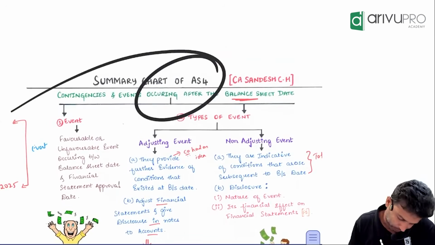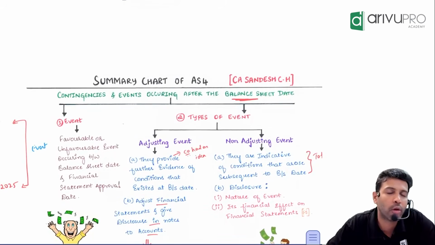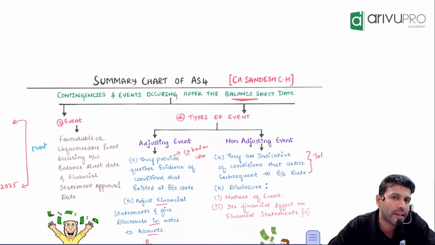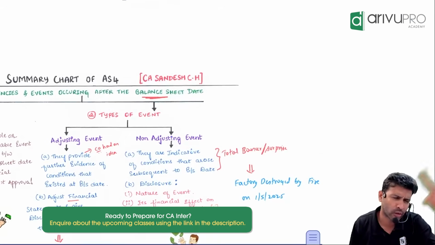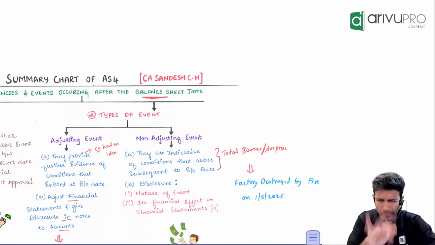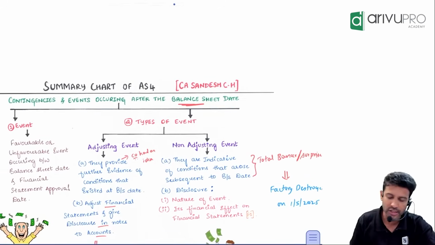Now we are revising accounting standard 4. AS4 talks about contingencies and events occurring after the balance sheet date. A very simple standard, only 3 concepts. Main concept, the rest 1 or 2 are small concepts.